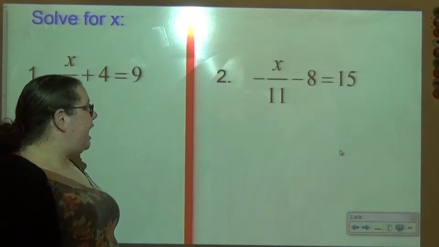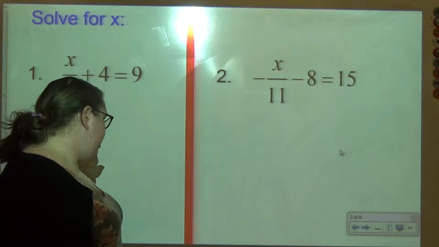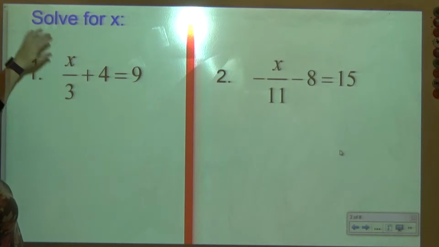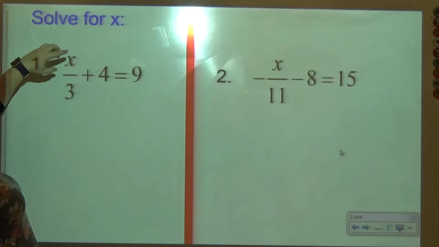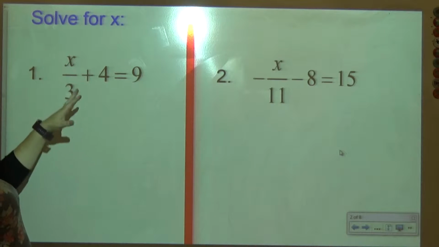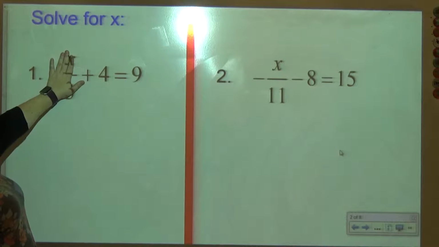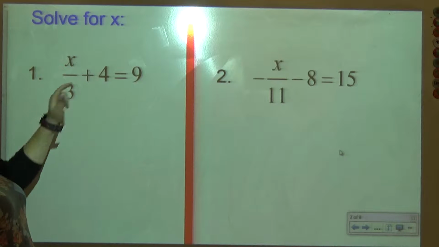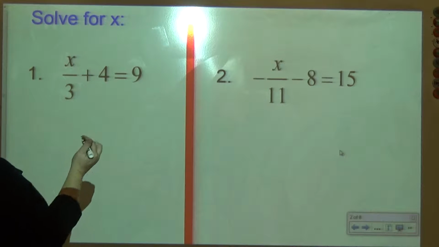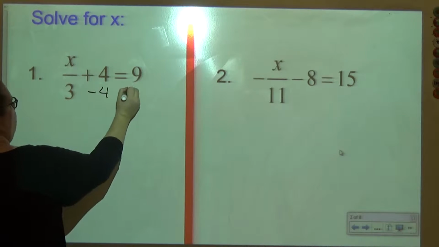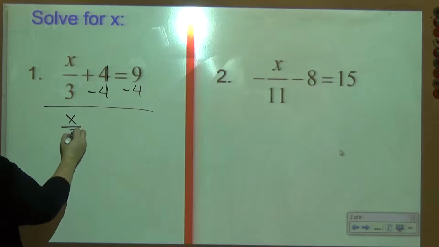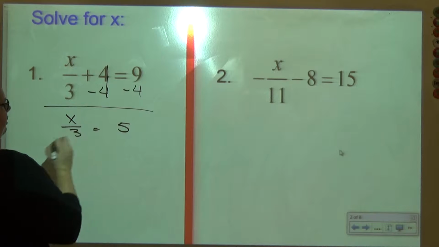Alright, so this type you've solved before. So let's go over how you learned how to do these. This is just a two-step equation. We want to get our x by itself. So this is one term, so we just move the 4. It's being added, so we subtract. x over 3 equals 5.